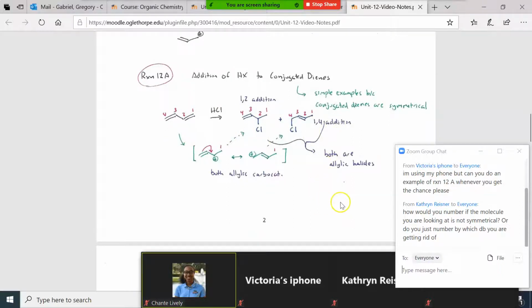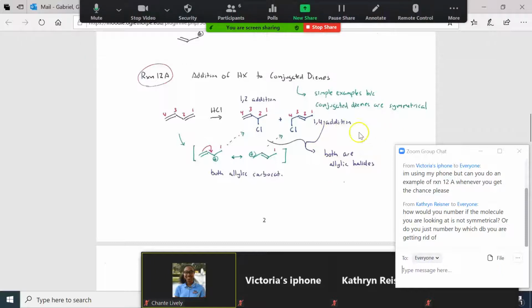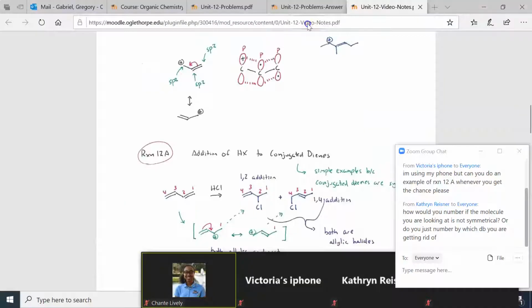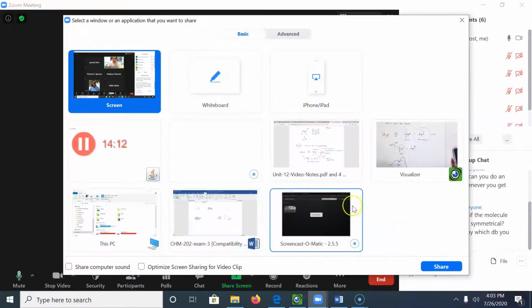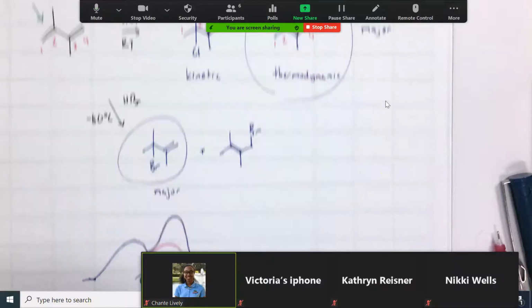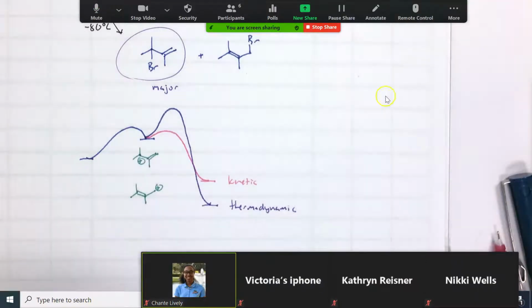What's not in the notes that I added here, which might help you understand better kinetic versus thermodynamic, is the reaction coordinate diagram, the hills and the valleys.